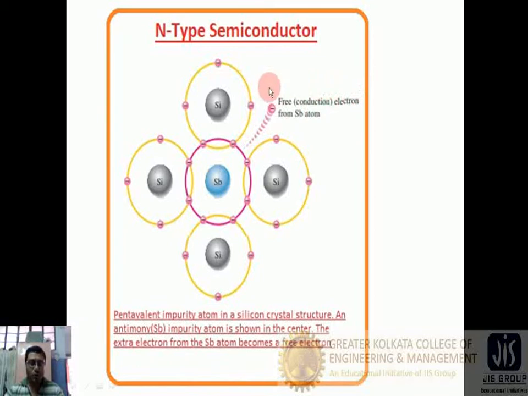The more we dope the antimony, Sb, the more free electrons we get and the conductivity is going to increase. In this way, with the help of doping, or controlled doping, we can control the conductivity of the semiconductor. That is the beauty of the semiconductor, or extrinsic semiconductor.